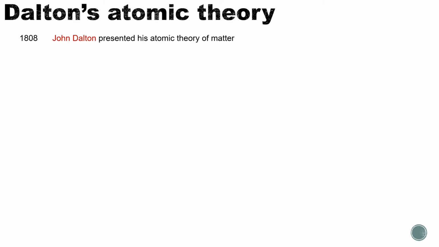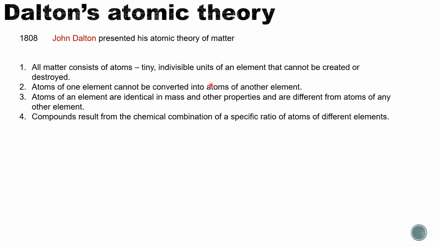First, Dalton's atomic theory. In 1808, Dalton presented his atomic theory of matter. There are detailed rules. For example, all matter consists of atoms, which are very tiny and invisible units of an element that cannot be created or destroyed. Atoms of one element cannot be converted into atoms of another element. Atoms of an element are identical in mass and other properties and are different from atoms of any other element. Compounds result from the chemical combination of a specific ratio of atoms of different elements.